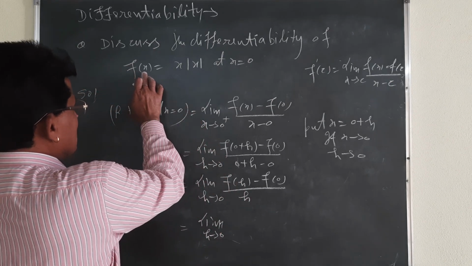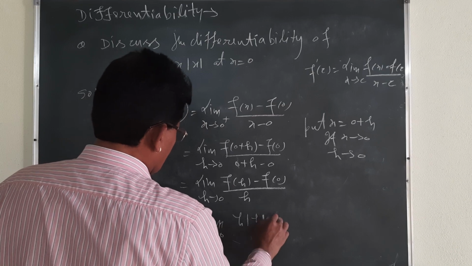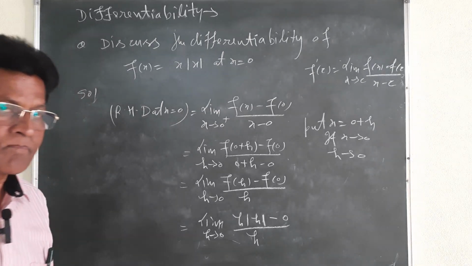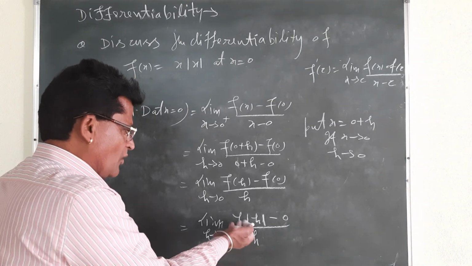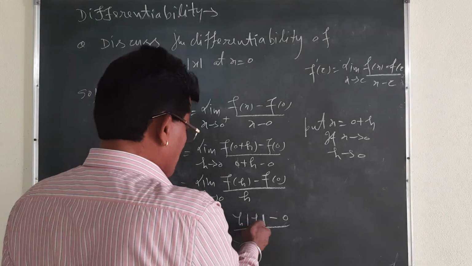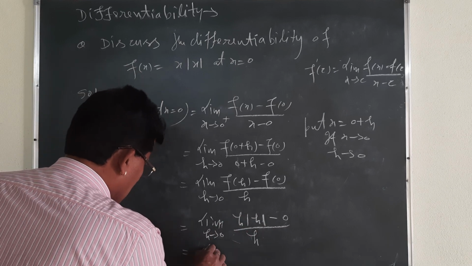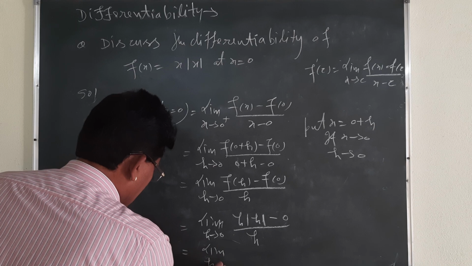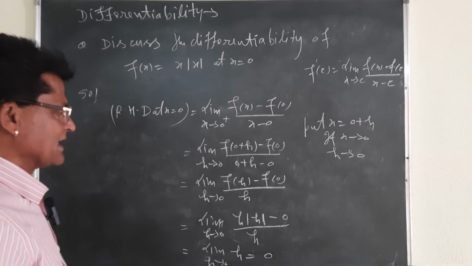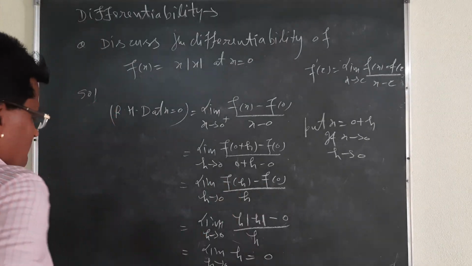In place of f(x), in place of x you take h, so here it will be h, and absolute value of h minus 0 divided by h. You know, the absolute value of h will be h. That is why in place of absolute value of h there will be h. h into h, h square upon h. h will be cancelled. Take the limit as h tends to 0. In place of h you will write 0. Its value will be 0. That is why, dear student, you see its value will be 0.